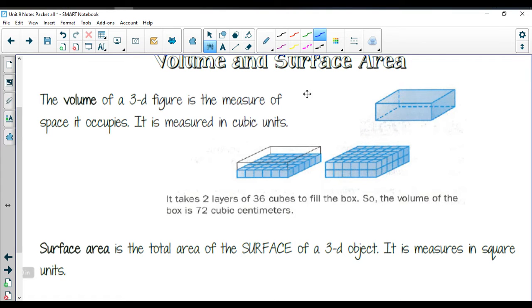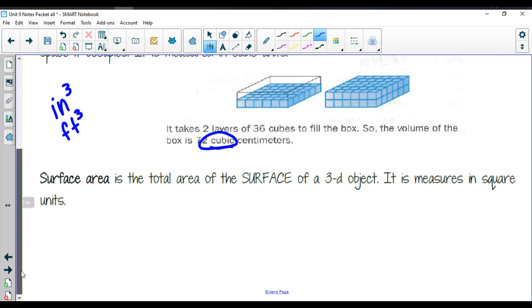So for example, if we have this rectangular prism right here, we can see that it takes 2 layers of 36 cubes to fill this box. So the volume of the box is 72 cubic centimeters. Because it is 3-dimensional and volume is 3-dimensional, our units are going to be cubic. So they're going to have, for example, inches cubed, feet cubed, or we can write out cubic units if we wanted to.